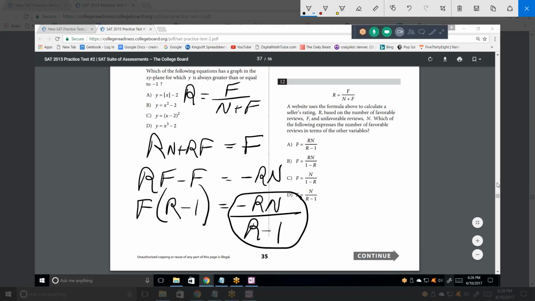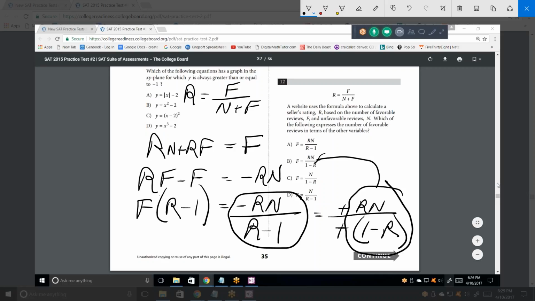Now, that's actually answer B. Why? Because r minus 1 is the negative of 1 minus r. So I can really say that this is minus Rn over the minus 1 minus r. Cancel out my two negative signs and I'm left with that, which is that answer.